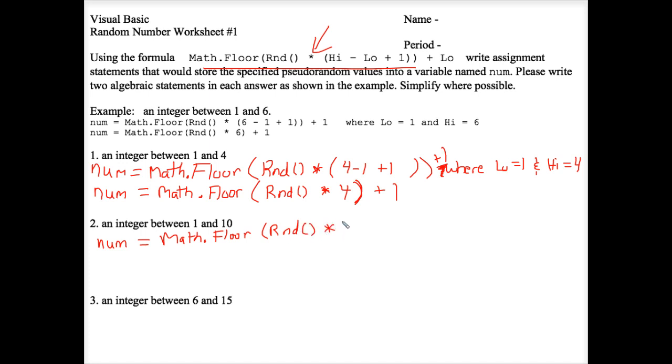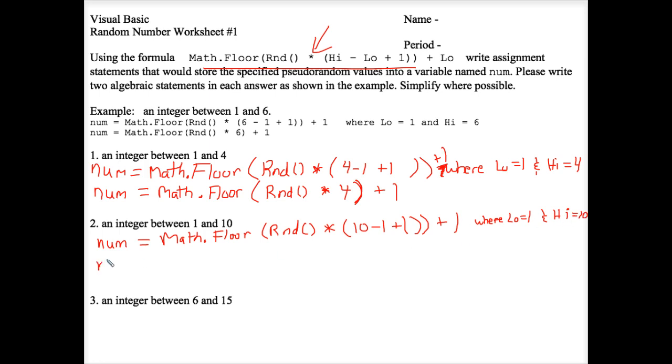times, and I'd like you to show me that high minus low plus 1 goes in those inner parentheses, and then you end the parentheses and you do a plus low, which is again plus 1 out at the tail end. And I'd like you to just make a note where low equals 1 and high equals 10. I know that low is spelled with a W, and I know that high is GH, but I'm just being short and sweet here on this worksheet.